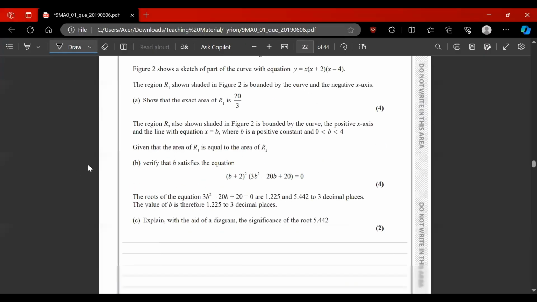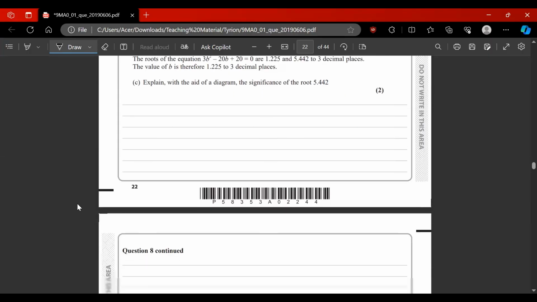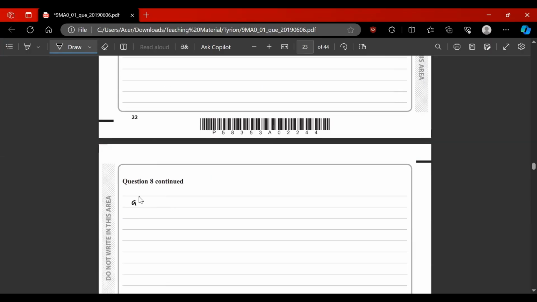So let's do the integration over here. Firstly, we need to expand our equation. Part A here, we have y is equal to x (x plus 2)(x minus 4). This is the equation which we have, so we need to expand this. Let's first expand the two factors here.